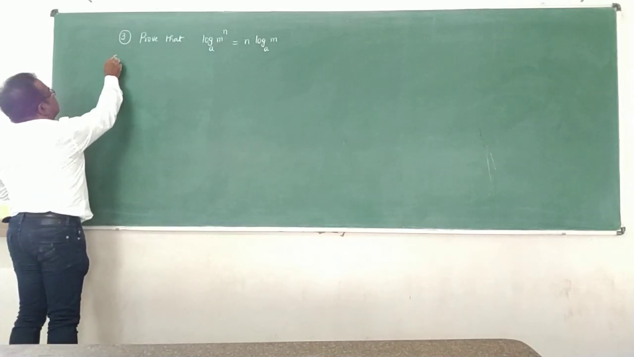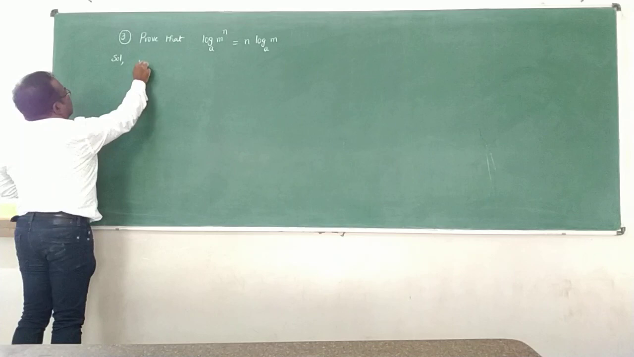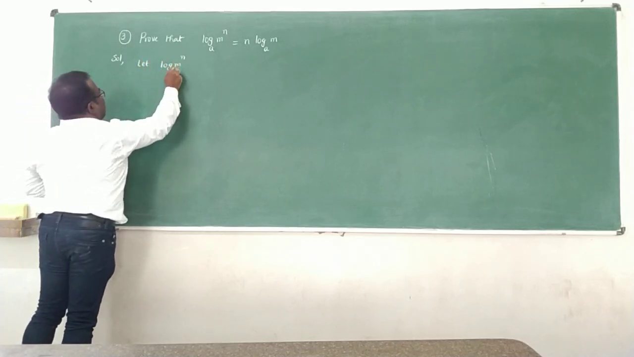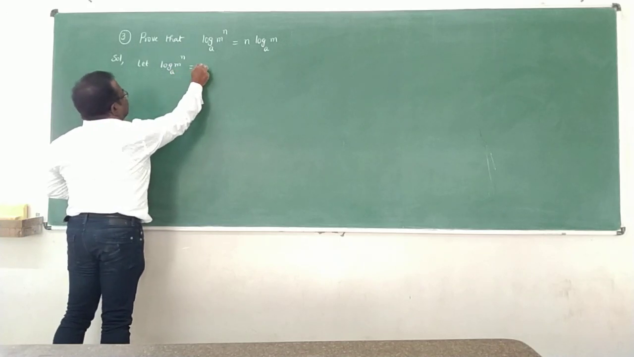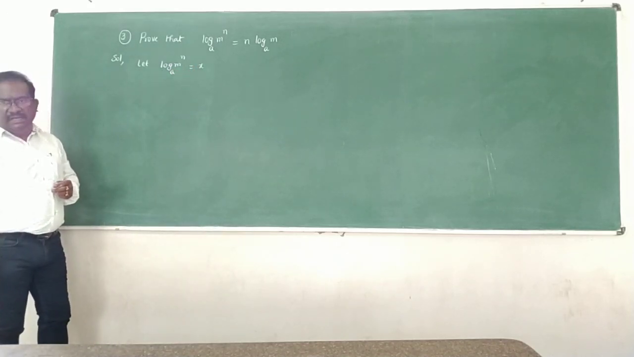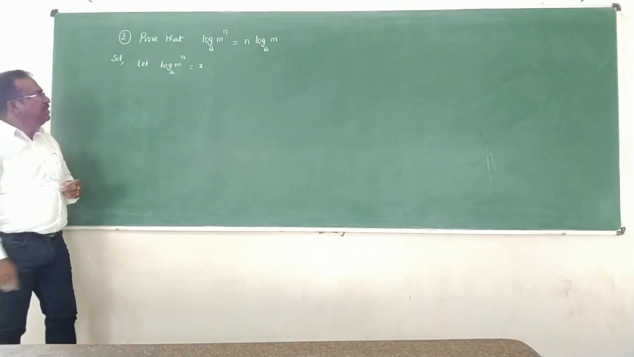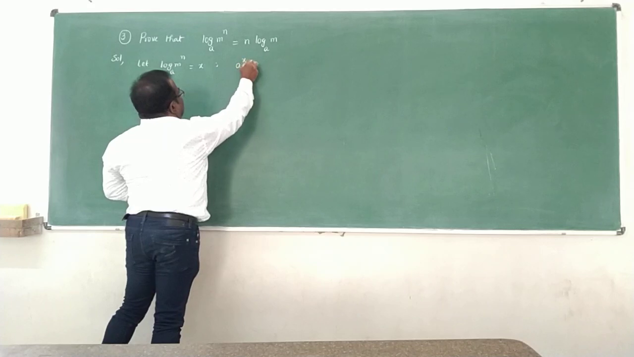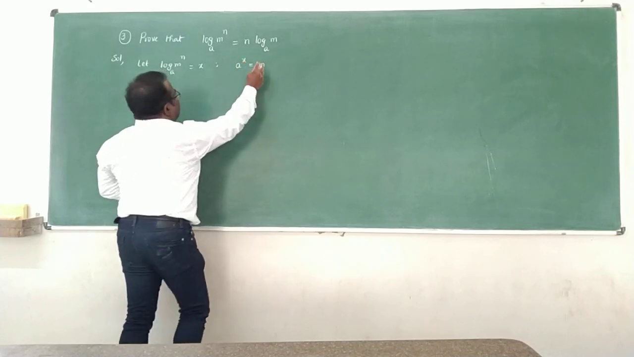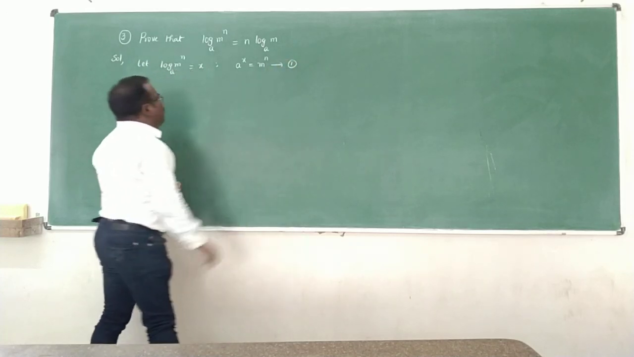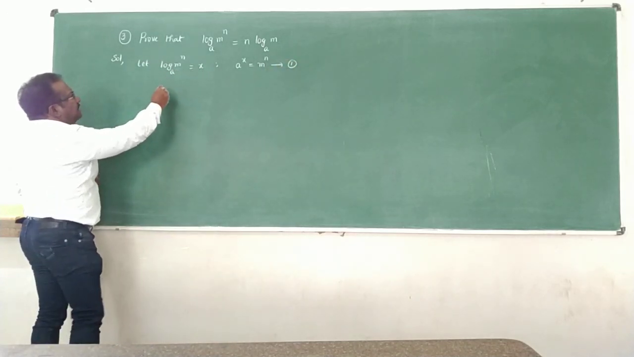Let log m^n base a = x. Now let us use the exponential form. a^x = m^n, children. Consider it as 1. Next, take the RHS.